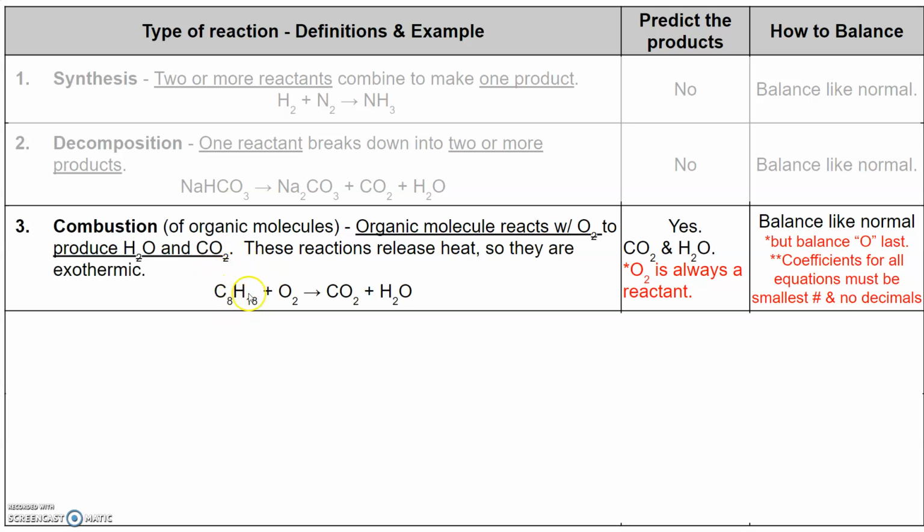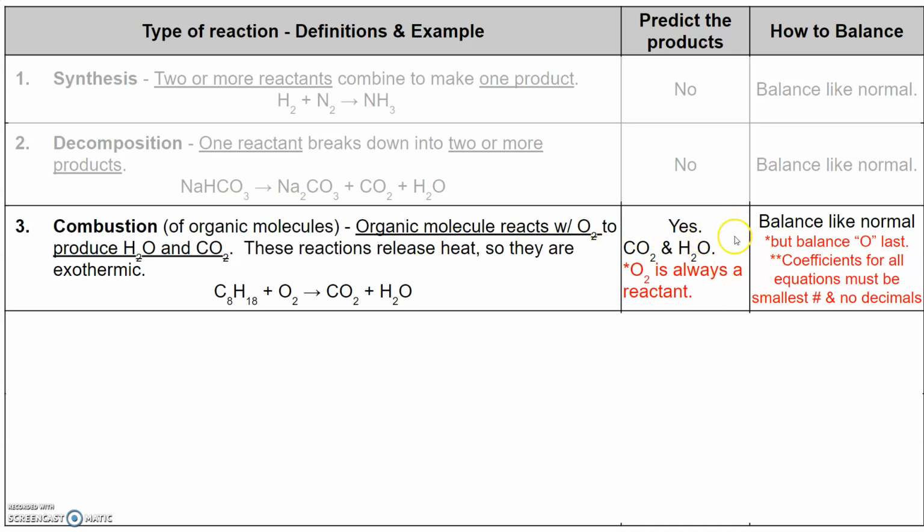So here's an example of that. This is the combustion of octane to produce CO2 and H2O. So a couple things. O2 must always be a reactant, and CO2 and H2O must be your products. Now, the reason why CO2 and H2O must be your products is because we're focusing on complete combustion of organic molecules. And for complete combustion, CO2 and H2O are the products. Now, these reactions release heat. They're hot, right? So they're exothermic. And combustion reactions are the reactions that we see when we turn on a gas stove, for example, or burning any sort of fuel. That's an example of a combustion reaction.